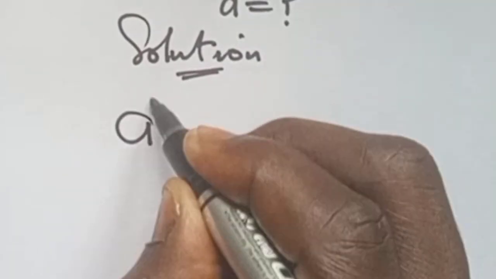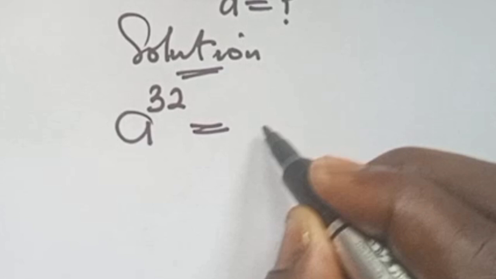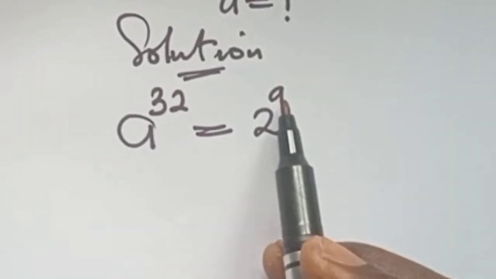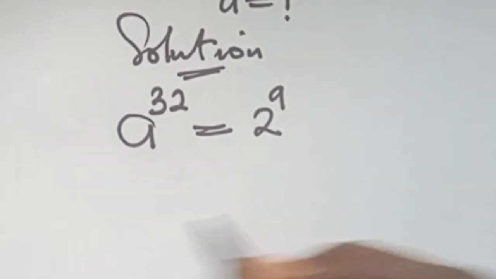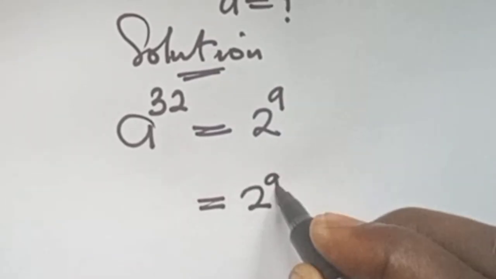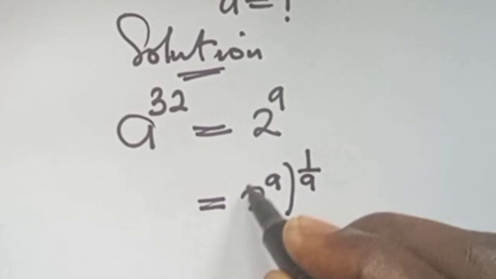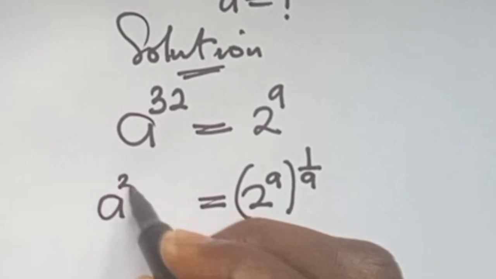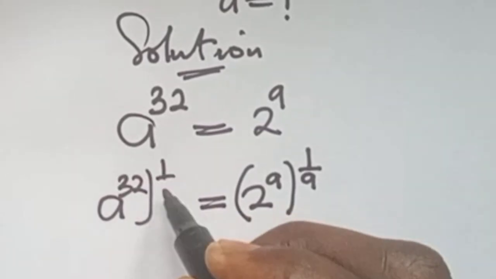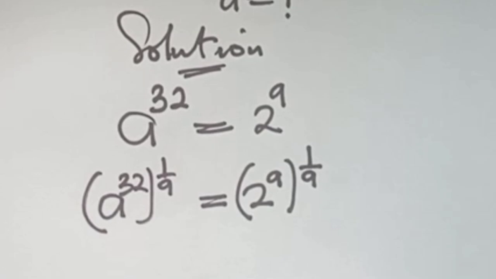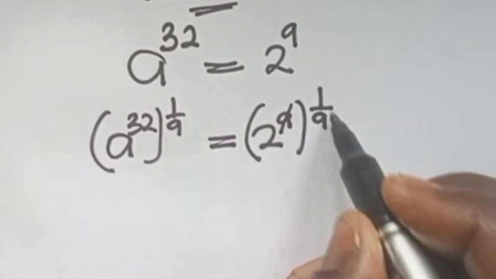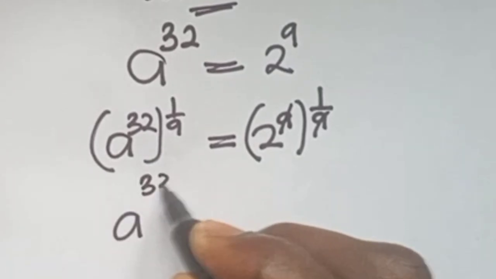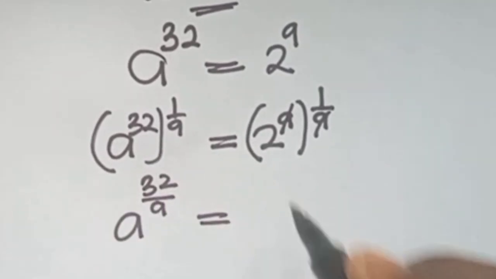So our equation is a to the power of 32 equals 2 to the power of a. I would like to eliminate this a. I will multiply the power by the reciprocal of a, that is 2 to the power of a, to the power of 1 over a. I want to do the same to the right hand side, that is a to the power of 32 to the power of the reciprocal of a, 1 over a. So here a will cancel out. What is left will be a to the power of 32 over a, and this equals 2.